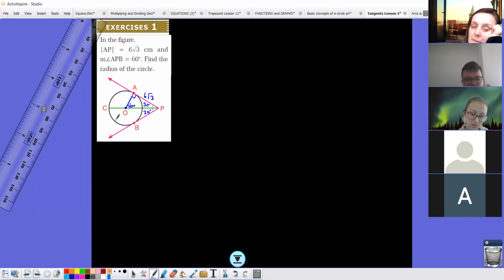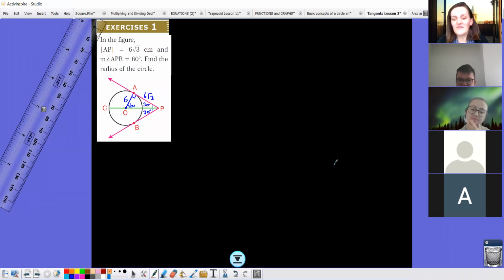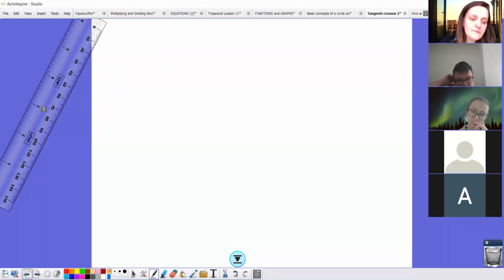The radius will be 6. Finished. The question is finished. So when you remember the properties, everything is very easy and clear. As you see, we didn't have anything to solve or write here. Everything is clear. Here we are finishing with tangents.